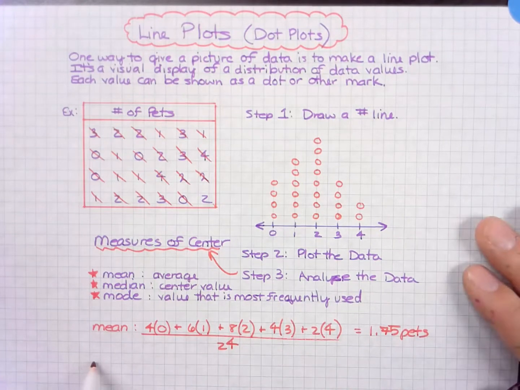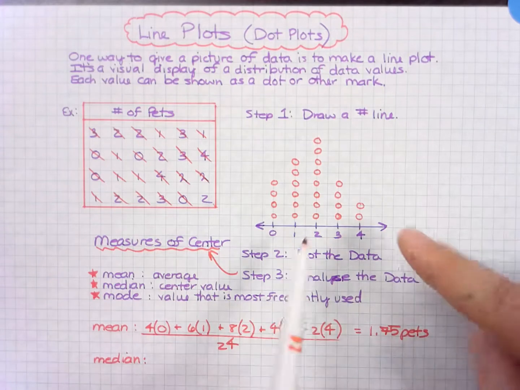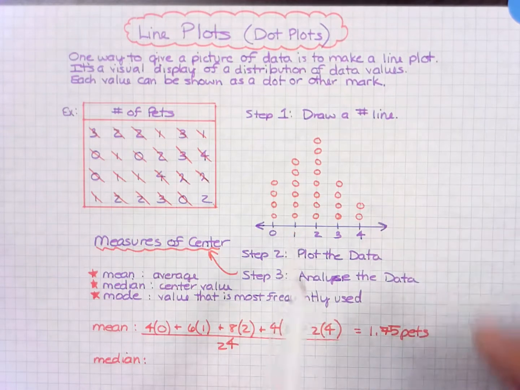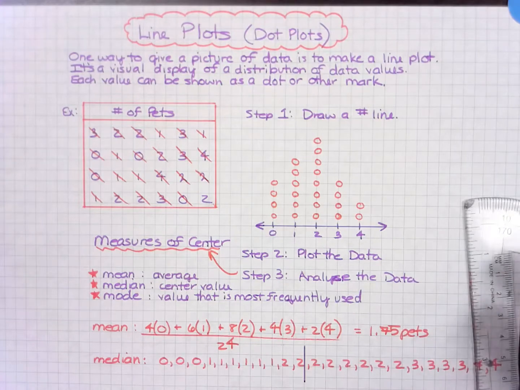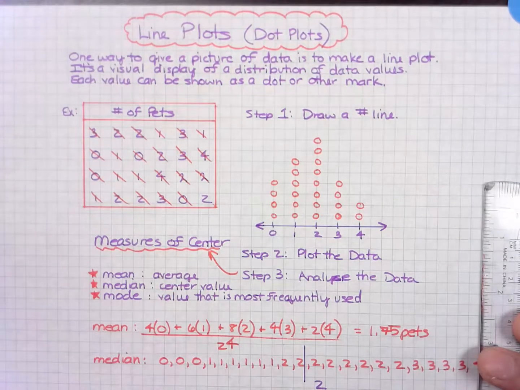The median is the center value. And so what I should do is find the middle number. And in this case, because it's even, we're going to have to average the two middle numbers together. So there's the center, and luckily if I average 2 plus 2, which is 4, and divide by the two numbers, it gives me 2 as my median. Finally, my mode is the one that shows up most often, which in this case is 2 pets.